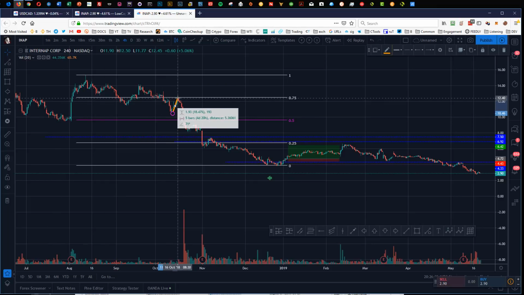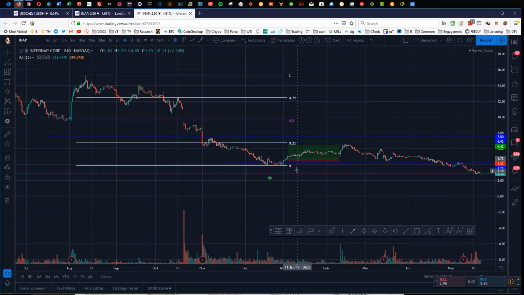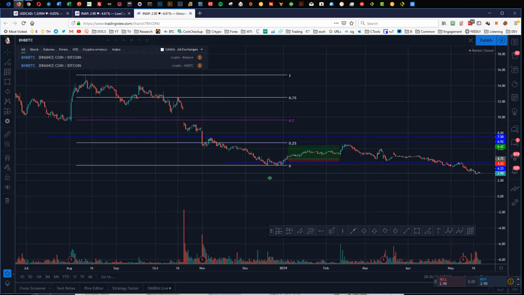So what are you looking for? 50% of this impulse move. Does it hold up? No. It's meaningless to you. So hopefully that's clear. Hopefully that expands a little bit more on impulse moves. Let's go to another chart.